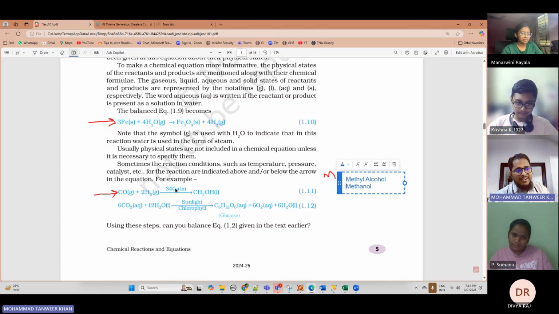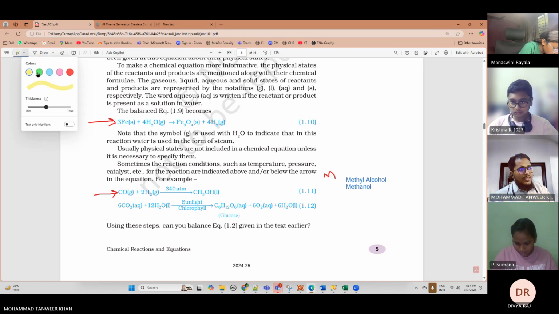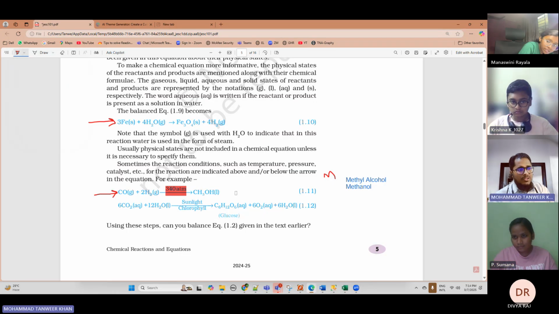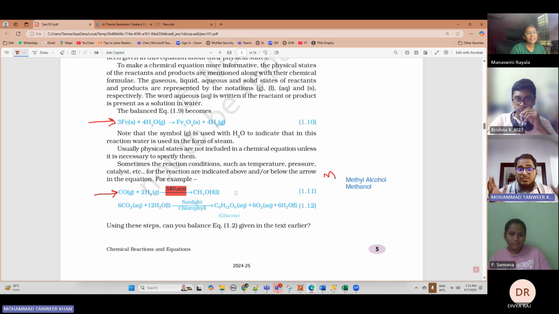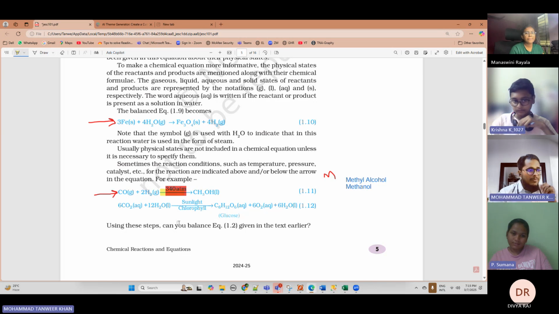Now, what is this 340 atm? 340 atmospheric pressure. Many chemical reactions, when they take place, we have to give some temperature or some pressure, then the chemical reaction will take place. So ATM means atmospheric pressure. Okay, clear? Yes, sir.